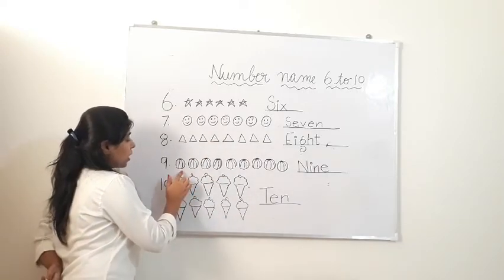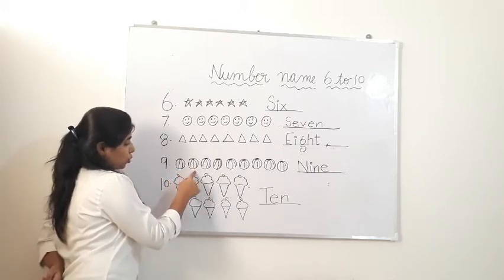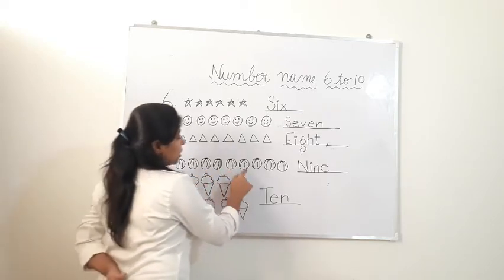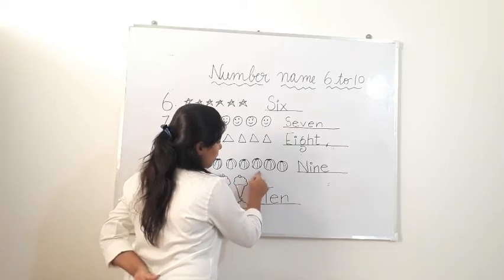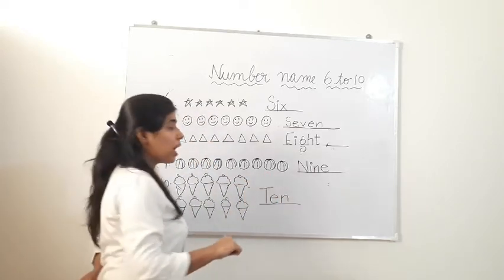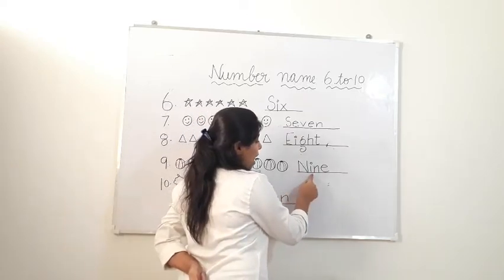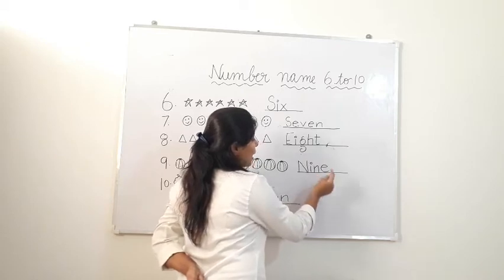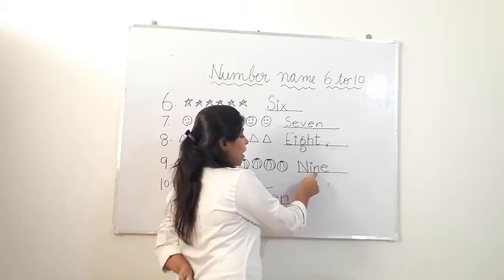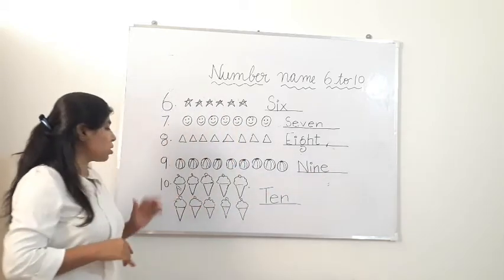Now we will learn the spelling of 9. So let's start. First we will count balls. How many balls are here? 1, 2, 3, 4, 5, 6, 7, 8, 9. 9 balls. And what is the spelling of 9? N-I-N-E. 9. N-I-N-E. 9.